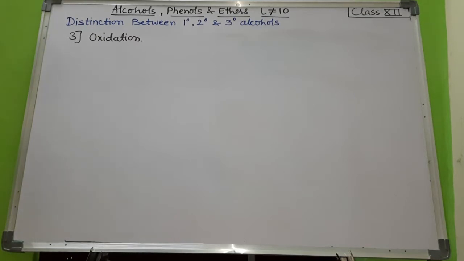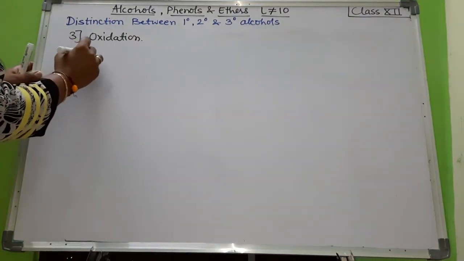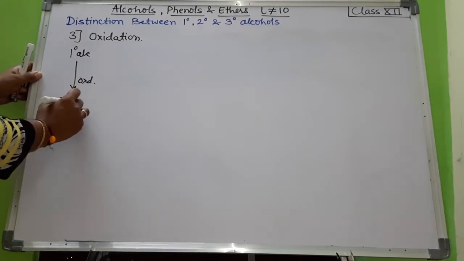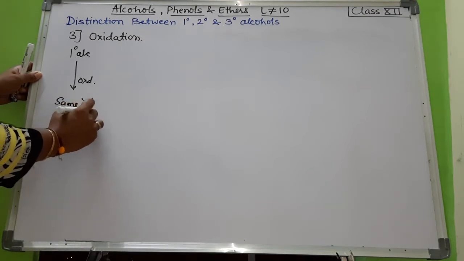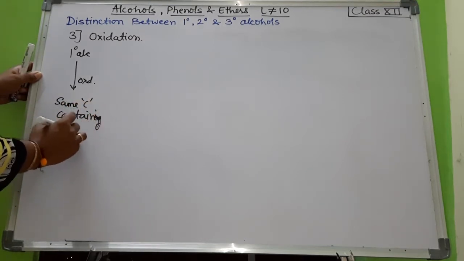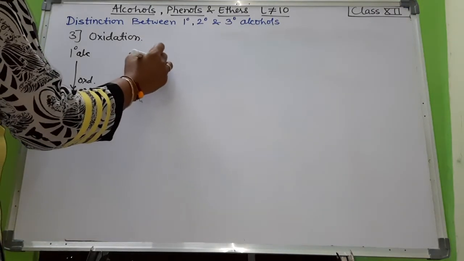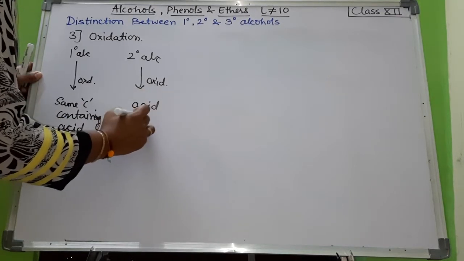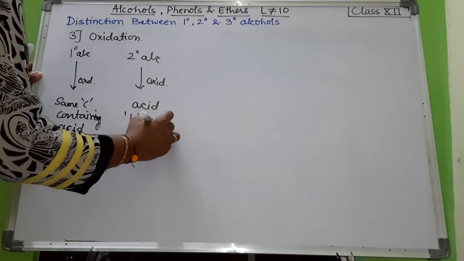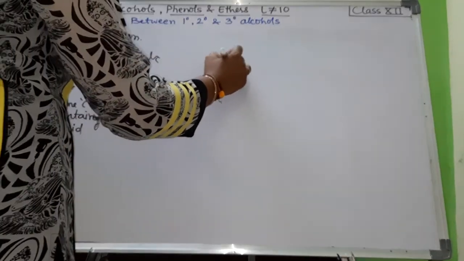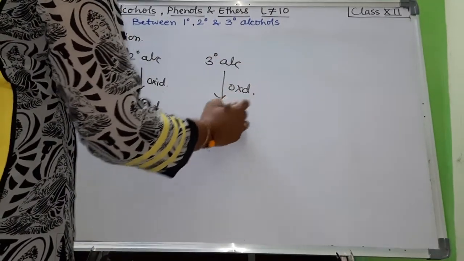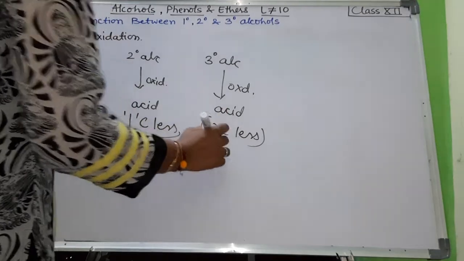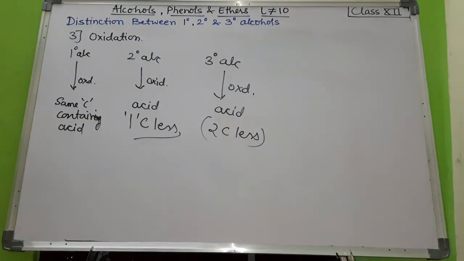Third method is oxidation. By oxidation, when primary alcohols are oxidized, they give the acid which contains the same number of carbon atoms. Whereas when secondary alcohol is oxidized, it gives an acid with one carbon atom less. Whereas when tertiary alcohols are oxidized, they give an acid with 2 carbon atoms less. So in this way we can distinguish between primary, secondary and tertiary alcohol.